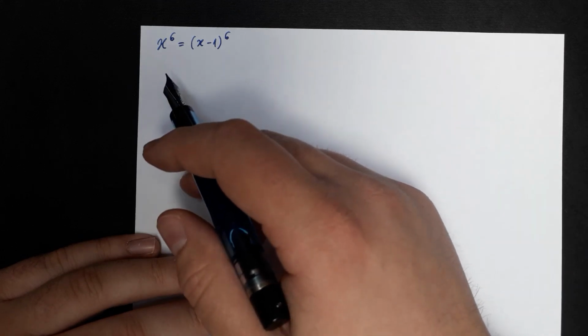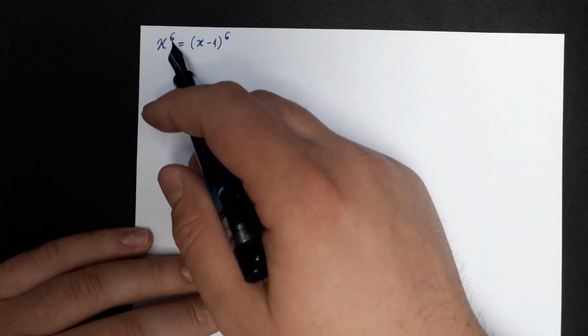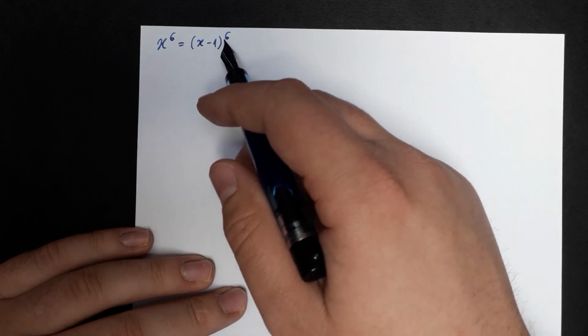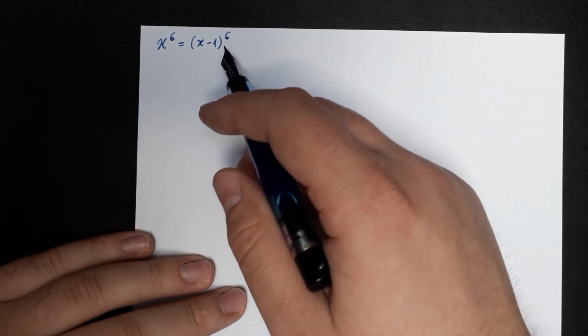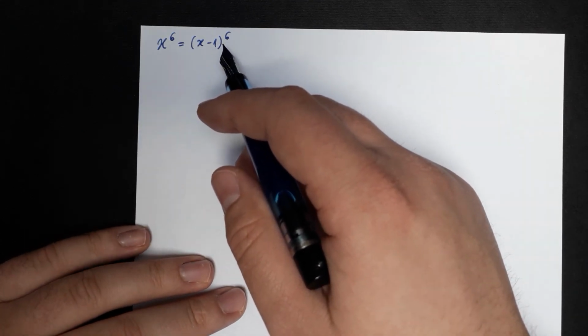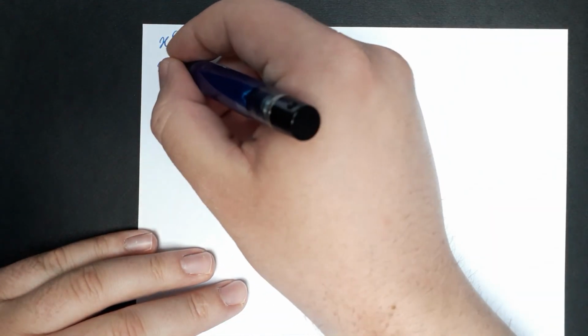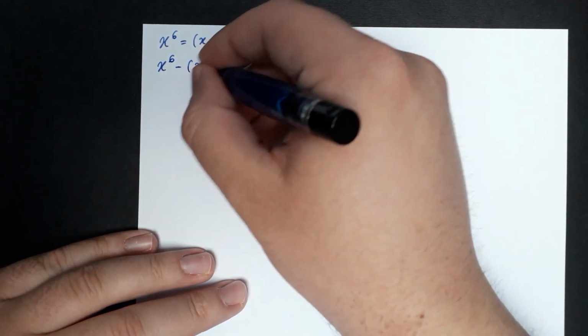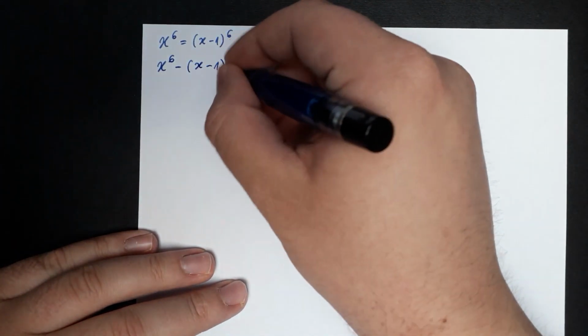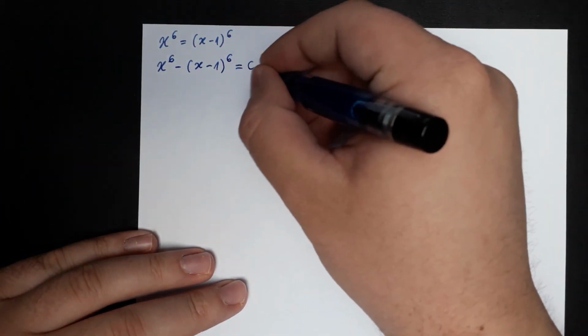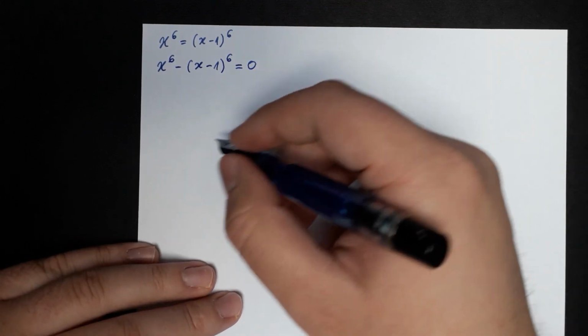Okay, today we are going to solve a problem: x to the power 6 is equal to (x minus 1) to the power 6. And I am going to show three methods to solve this problem. Okay, first let's write this equation as a polynomial. x to the power 6 minus (x minus 1) to the power 6 is equal to 0.